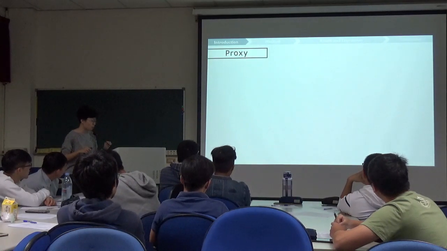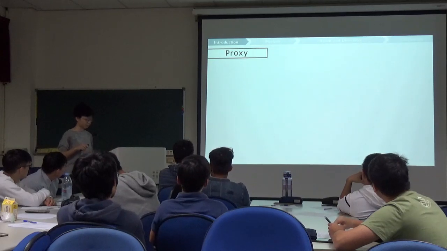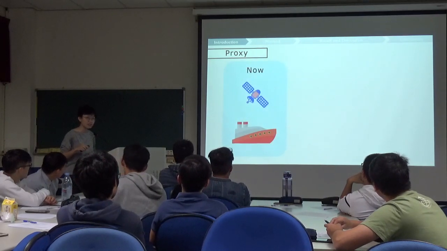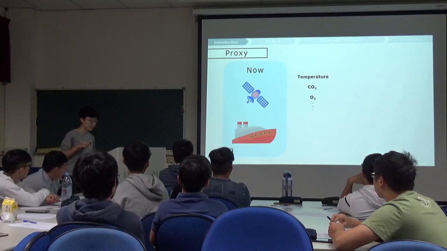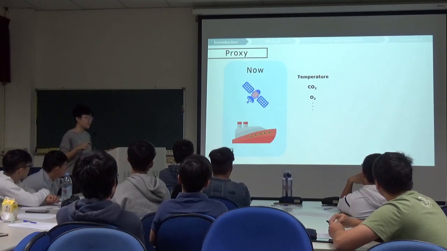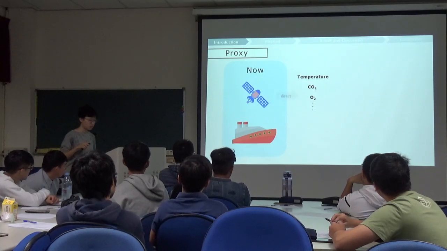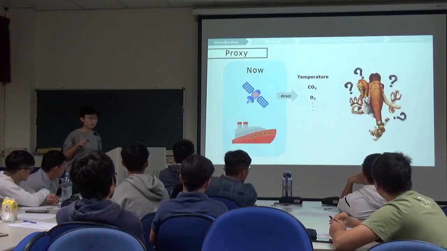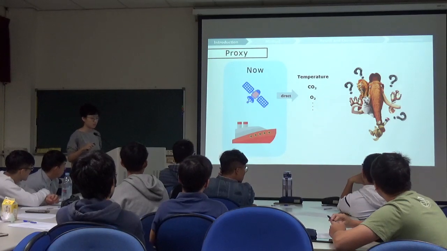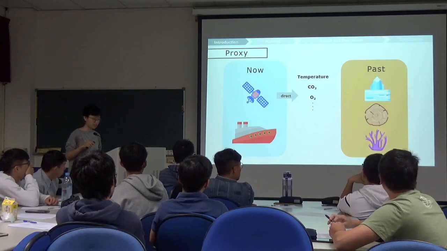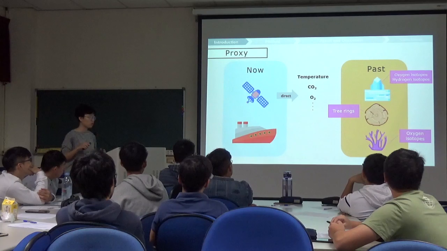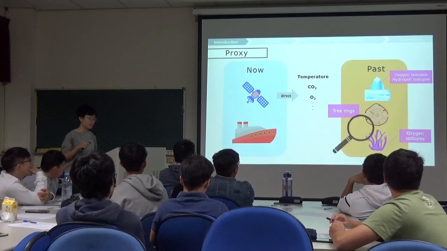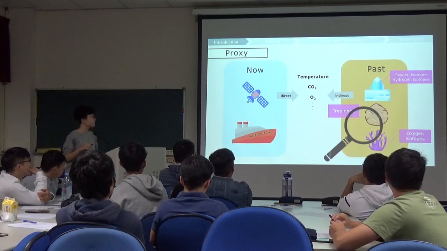The next important thing is proxy. Nowadays we have many instruments to measure the climate condition, such as satellites. But how can we know the past climate condition without these instruments? So we use proxies from ice cores, tree rings, or corals to measure it indirectly.